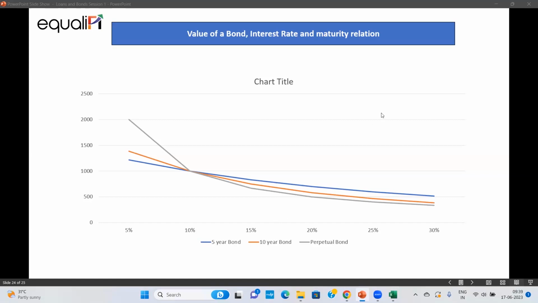Okay. Now have a look at this chart. This is a 5 years, 10 years, and perpetual bond. And how does the graph look? Yes, Wasim. How does the graph look?